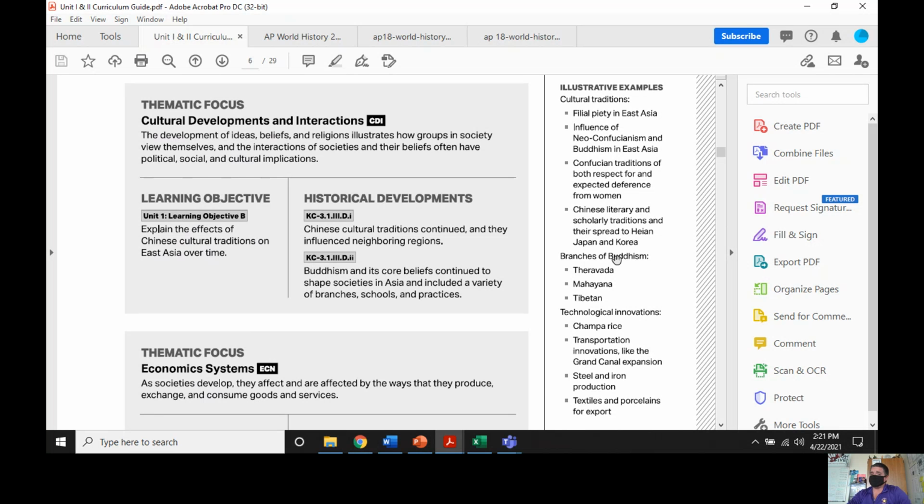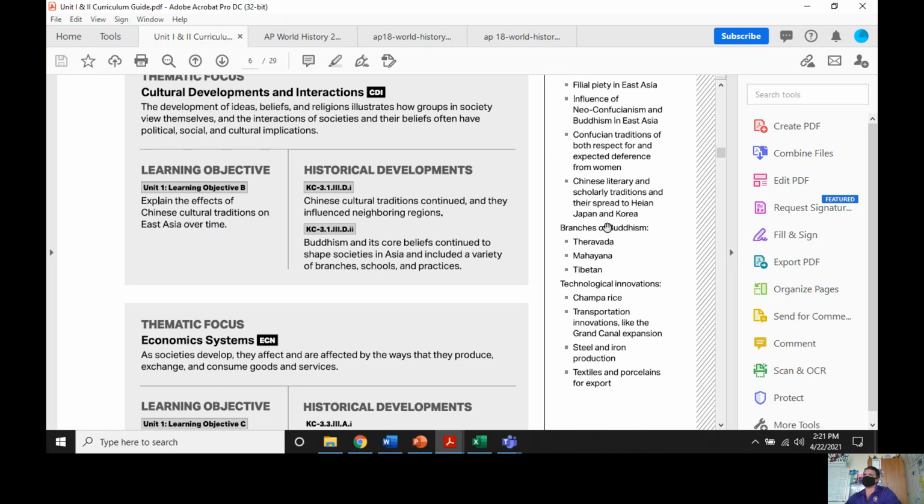You also need to know that a lot of ideas from China do bleed out to the surrounding civilizations. They give the example of Heian Japan, which is the phase before they become a shogunate, and Korea, which was very much under the sway of Chinese culture.